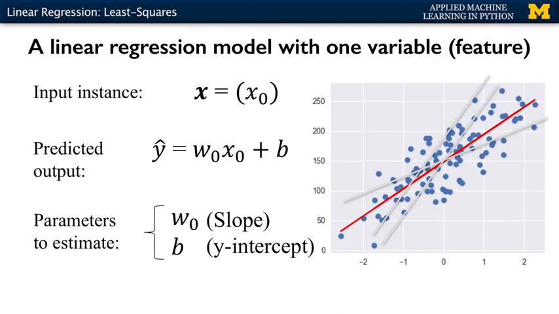So here, the job of the model is to take as input, let's pick a point here along the x-axis. So w0 corresponds to the slope of this line, and b corresponds to the y-intercept of the line. And so by finding these two parameters, together they define a straight line in this feature space.